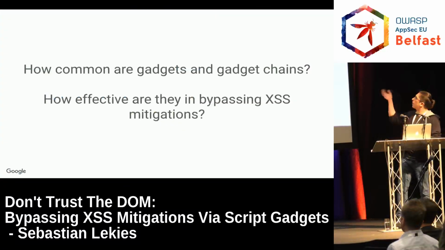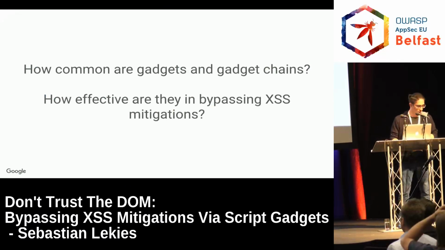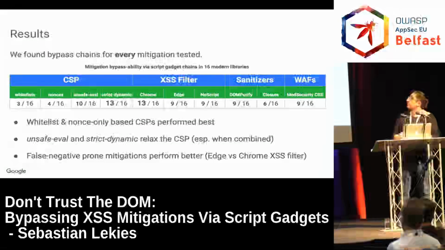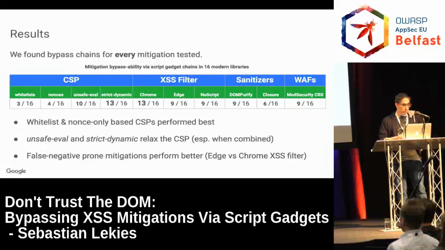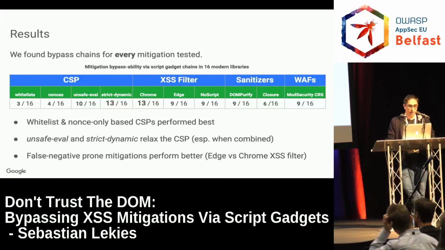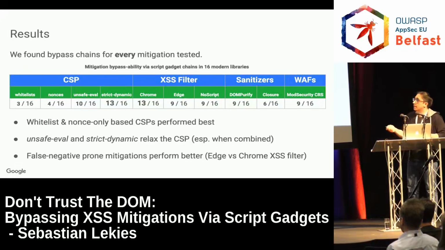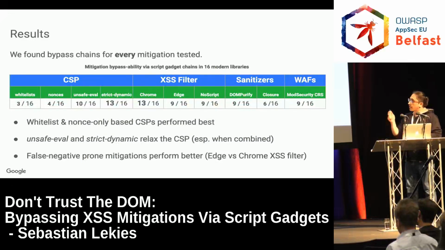So overall results: how common are the gadget chains? This is the question that we ask, and how effective are they in bypassing XSS mitigations? Well, we found bypass chains for every mitigation that we tested, with varying success rate. What we found interesting is that whitelist-based CSPs and nonce-based CSPs were the strongest to bypass. There are some caveats to it that I will speak about in a moment.